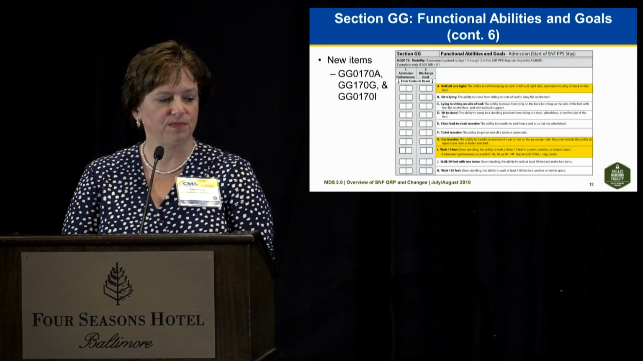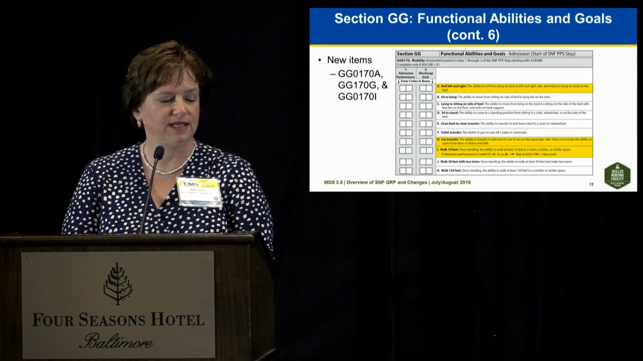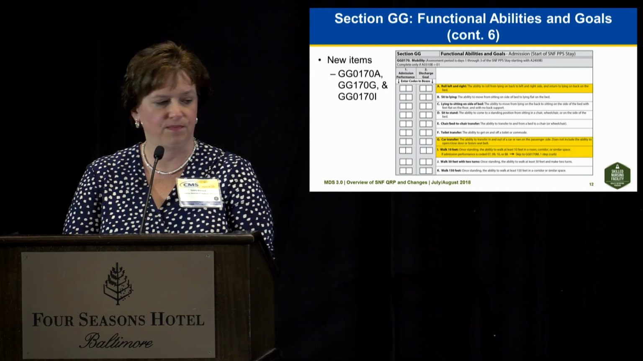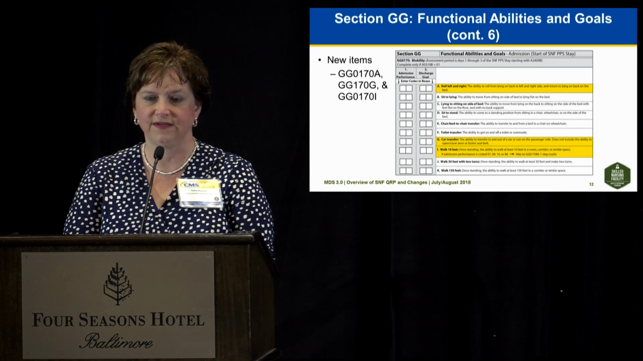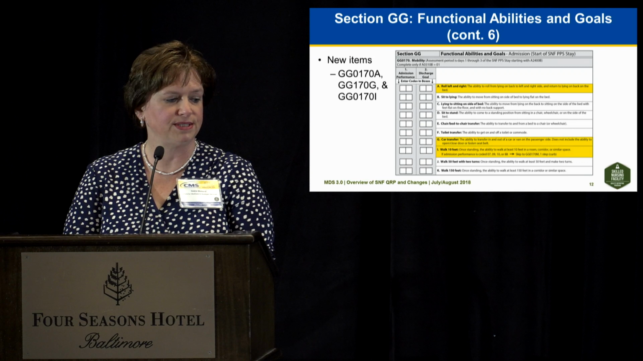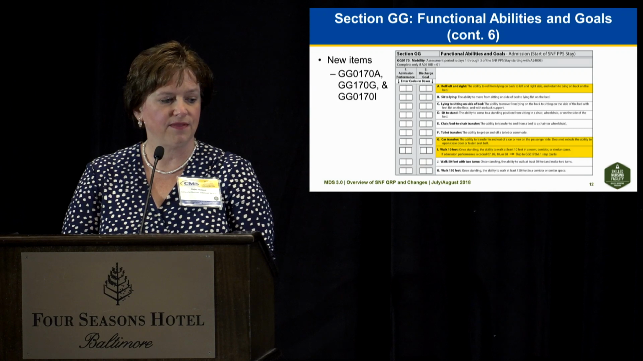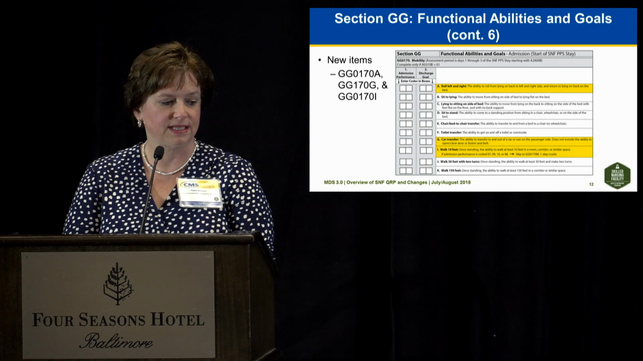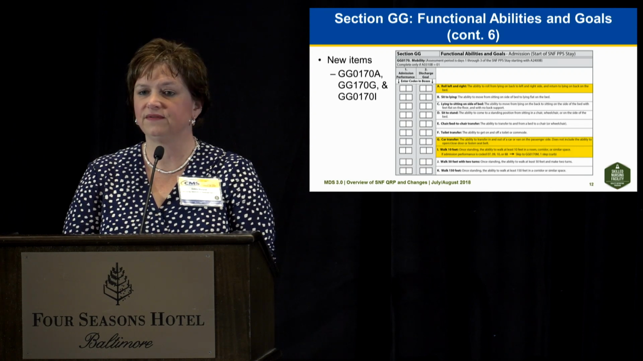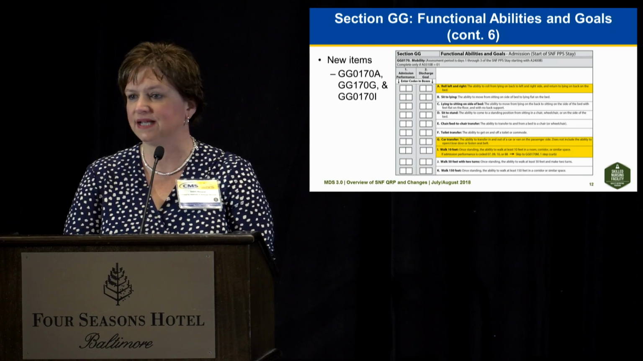Here's a picture of some new items that are being added to the functional abilities and goals section. So you can see there are 3 new items on this picture. Those are GG0170A, GG0170G, and GG0170I. And as you can see in the highlighted section, the GG0170A item is roll left to right. GG0170G addresses the car transfer item, and GG0170I is for the walk 10 feet item.